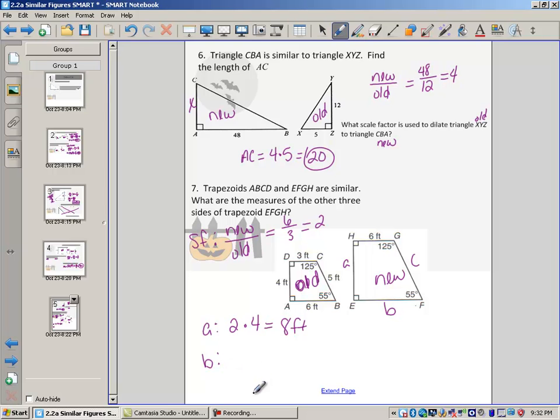Side B, this one down here, my scale factor is 2. The side that corresponds to it is 6. 2 times 6 is 12 feet. And then side C, the scale factor is still 2. The side that corresponds to this C is the 5 right here. So 2 times 5 is 10 feet. So side A is 8 feet. Side B is 12 feet, and side C is 10 feet. I just had to multiply everything times 2 because this trapezoid is 2 times bigger than this trapezoid.